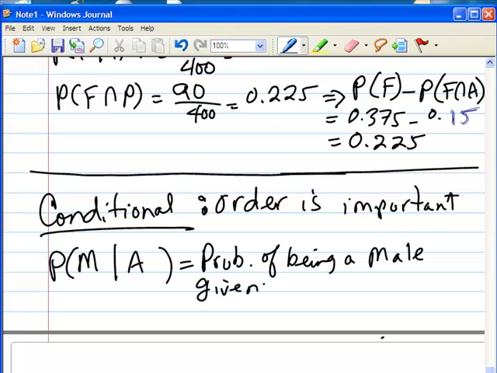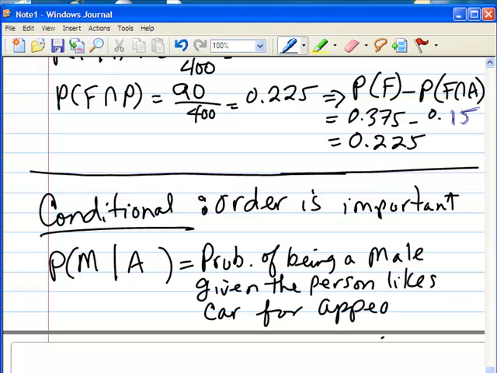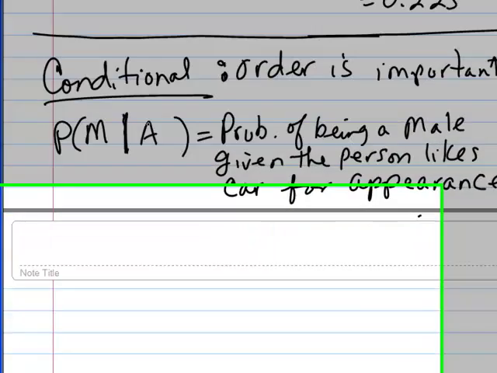given the individual, given the person likes a car for appearance. So this is the given, and that's how you read it. So therefore the letter that comes after the sign is the given, or the condition that must be satisfied. So how do we compute this?